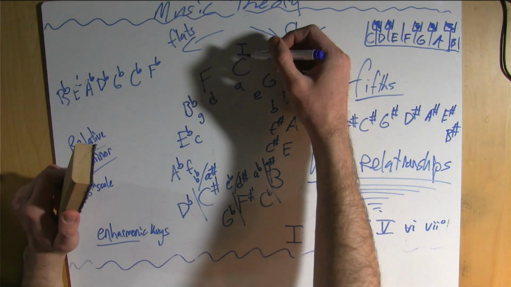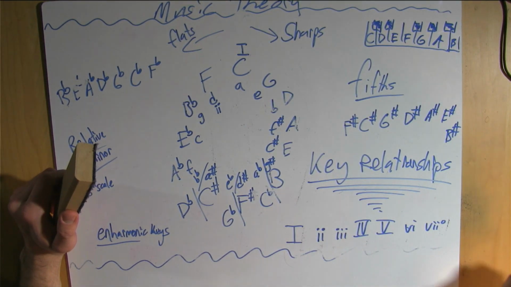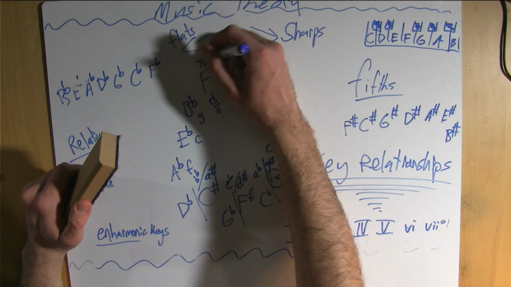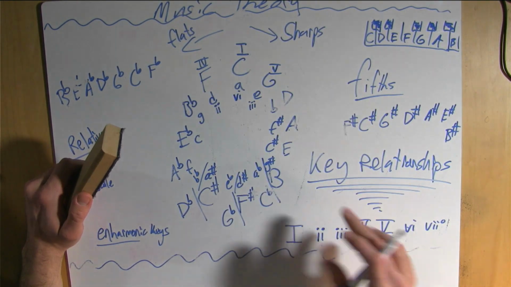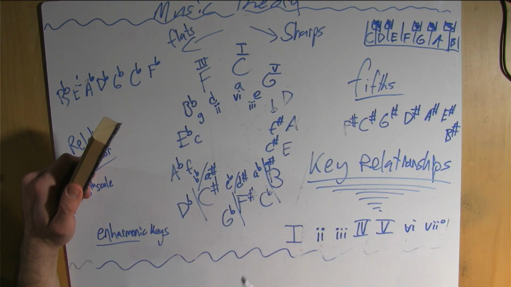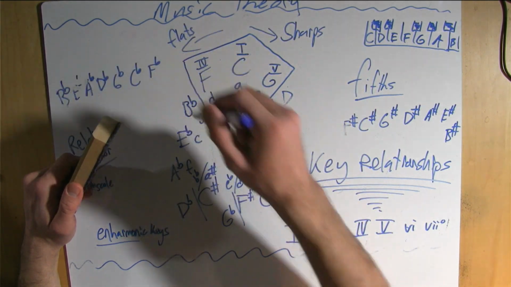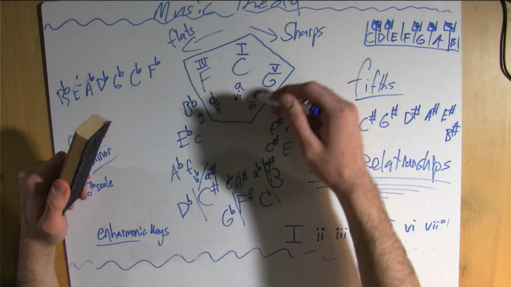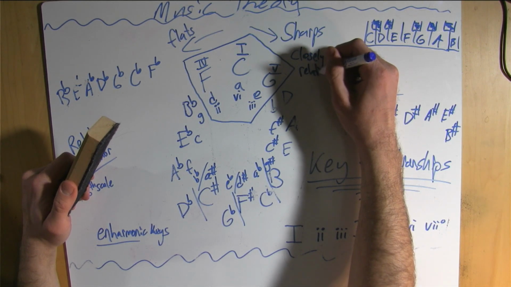So, in C major, C is 1. D is 2. E is 3. F is 4. G is 5. A is 6. Notice how there's no diminished tonic, because in tonal music we don't have diminished keys. But basically, we can draw this shape, this little pentagon thing. The keys in this shape are what are called closely related keys.